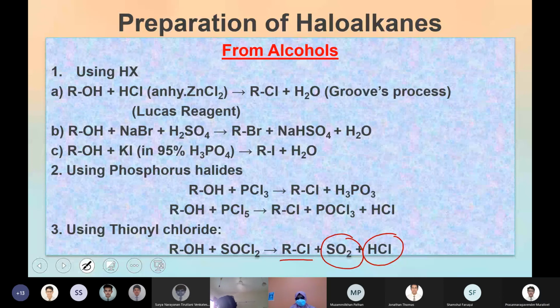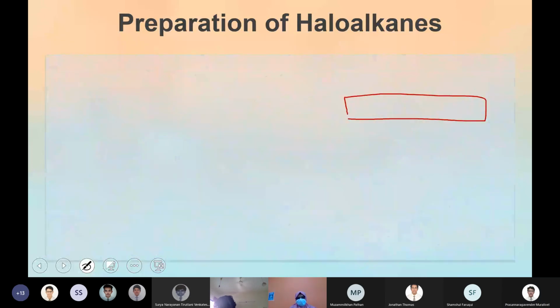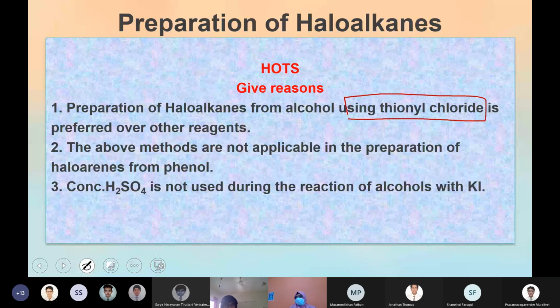The second one you will write: in haloarenes or phenols, the OH group is not free as the lone pair of electrons on oxygen is in conjugation with electrons of the benzene ring. So normal substitution is not possible. Write in your own words.